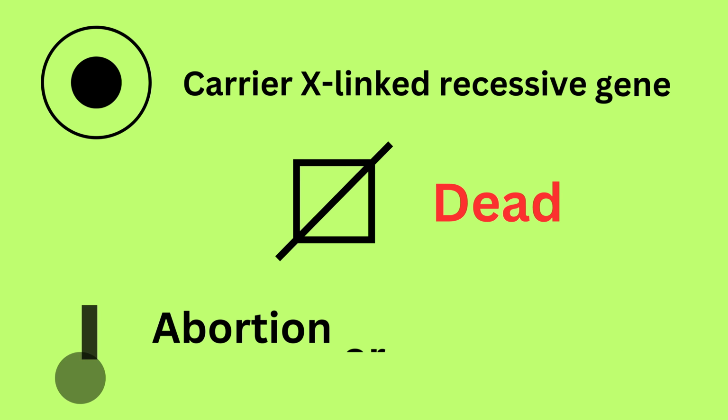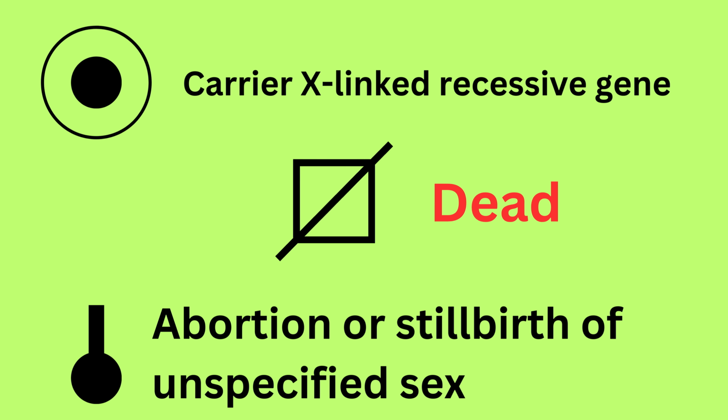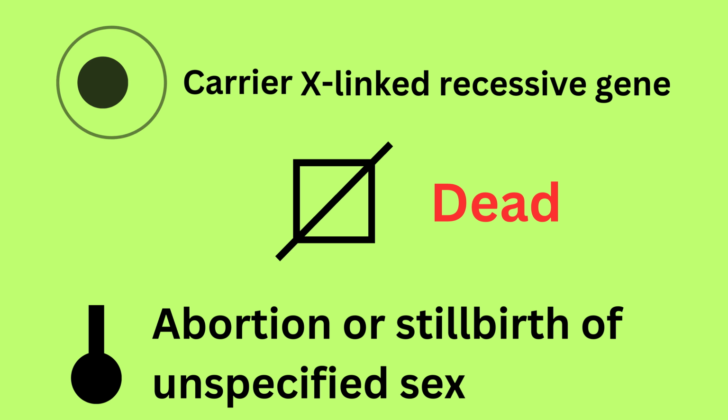This shows 3 more important symbols. First, a circle with a dot in the middle represents a carrier for an X-linked recessive gene. This is typically a female who carries a copy of a gene on her X chromosome but does not show the trait herself. Next, a square with a line through it means the individual is deceased. Finally, a small black circle with a line pointing down from it represents a pregnancy that resulted in an abortion or stillbirth where the sex was not known.